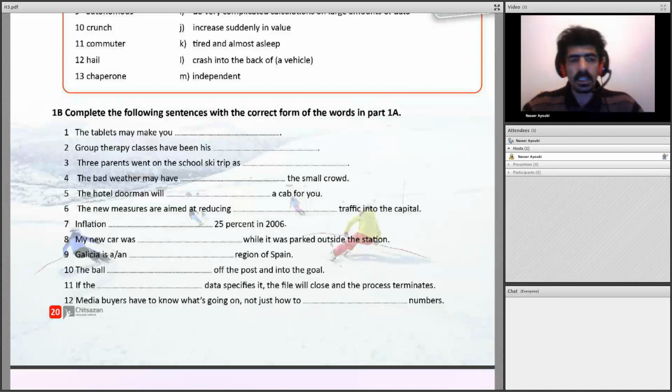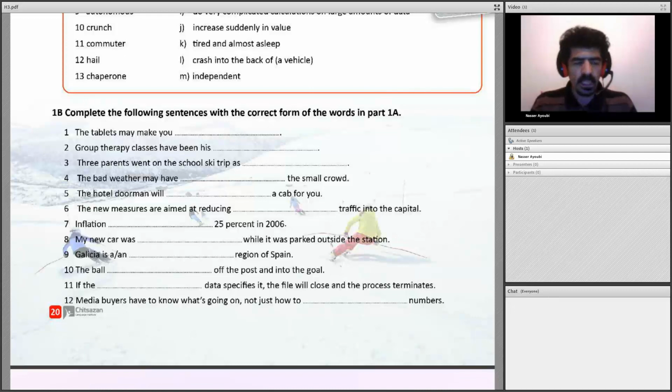Galicia is an autonomous region of Spain, a self-governing, independent part of Spain. Number 10. The ball bounced off the post and into the goal. It hit the post. Post here means goal post. It hit the goal post and went into the goal.